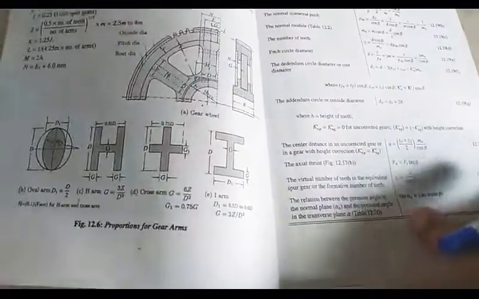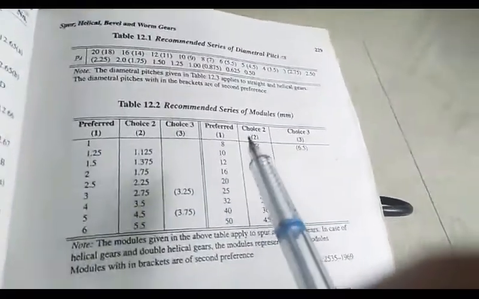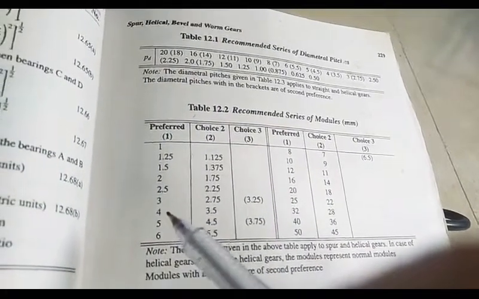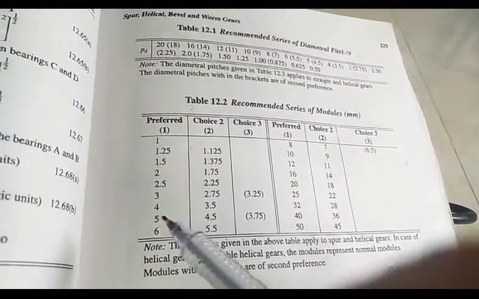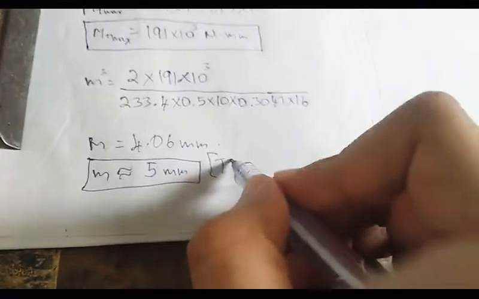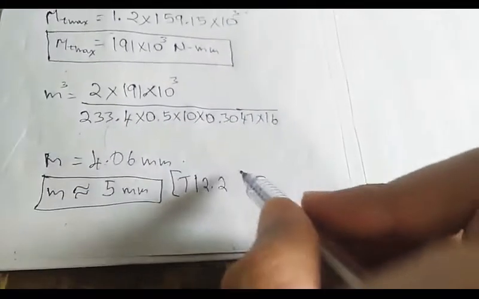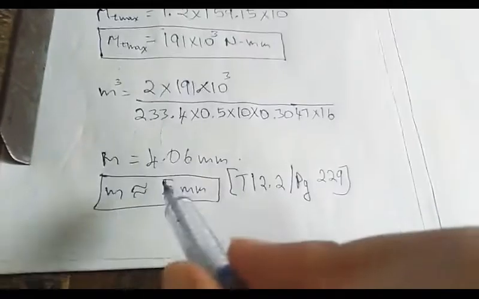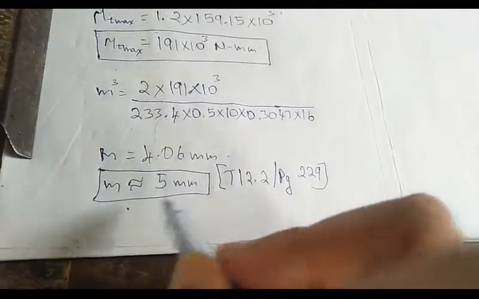There is one table for module in page number 229. Here in page number 229, recommended series of modules. So here you can see preferred choice 1 and 2. Here I have got the value as 4.0 something. I will consider the standard value 5. So this is from table 12.2, page number 229. So once I get the module, I can find the diameters of both pinion and gear.